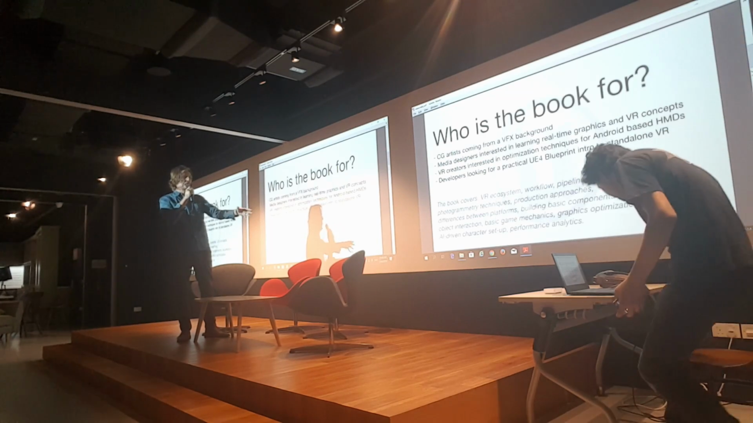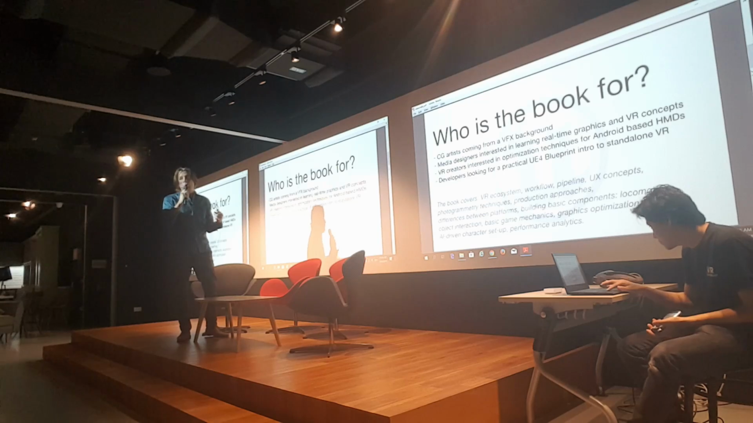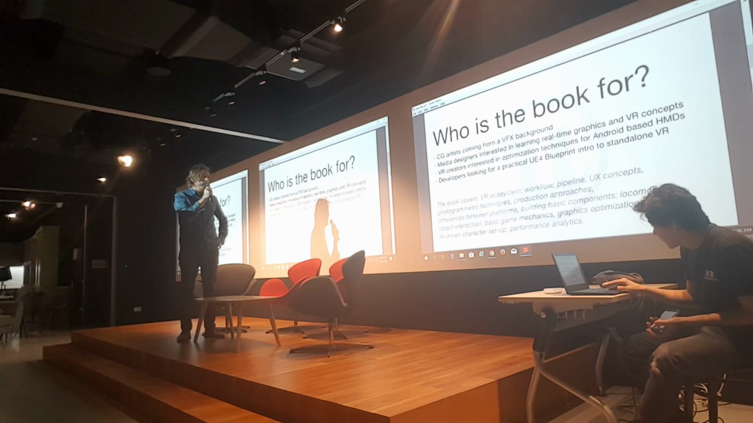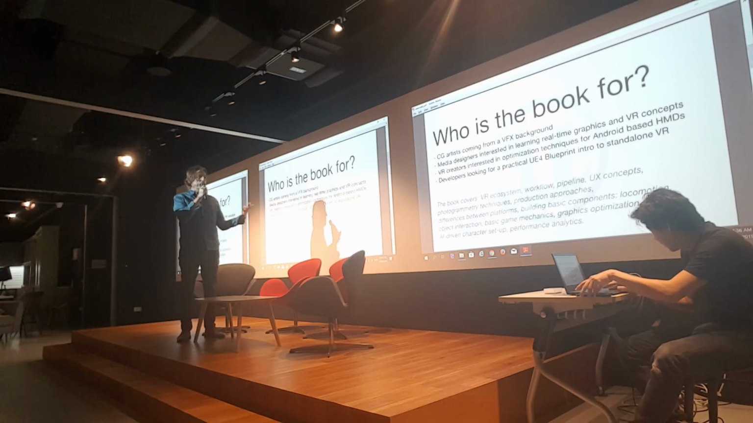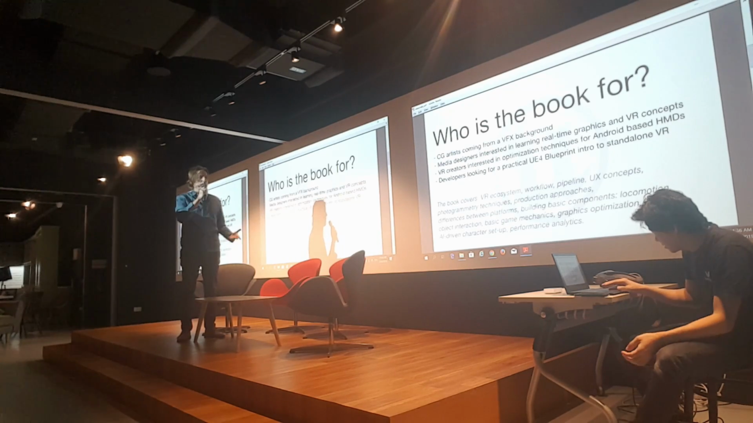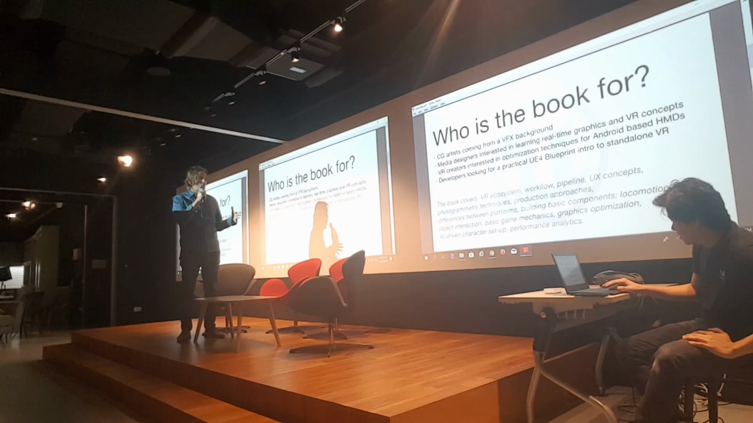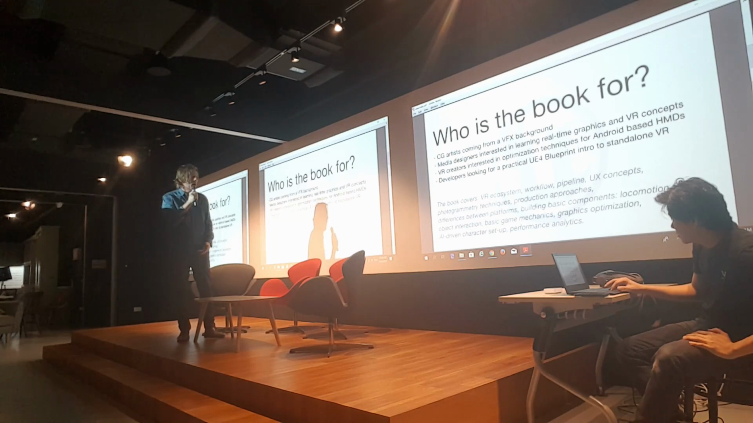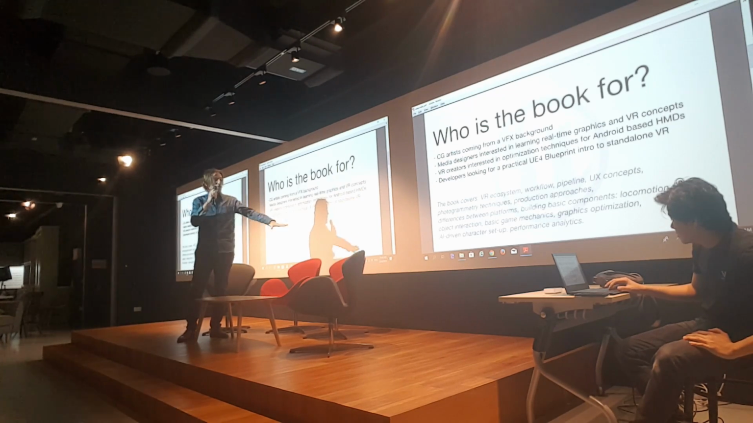So the book covers a lot of stuff. It's down there: ecosystem, workflow, pipeline, concepts, also stuff like photogrammetry techniques, because that has become pretty popular. And it talks about production approaches, differences between platforms, building basic components. It looks at the basic building blocks like locomotion, teleportation, object interaction, basic game mechanics, graphic optimization, and also specialized stuff like AI-driven character setup and performance analytics and optimization.